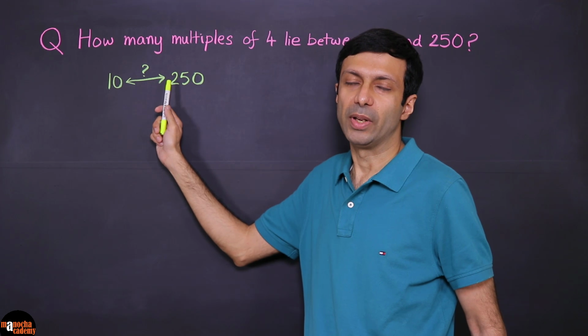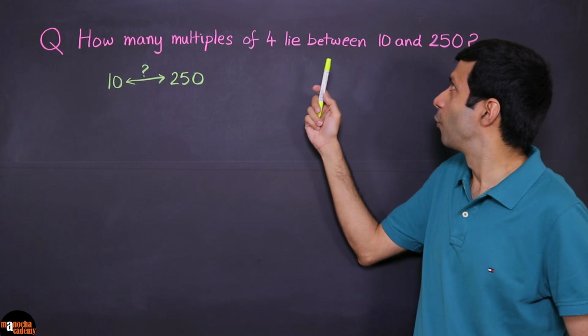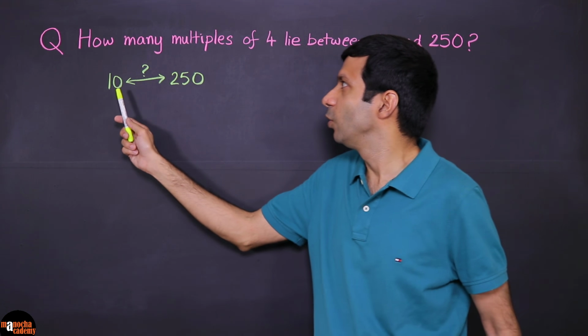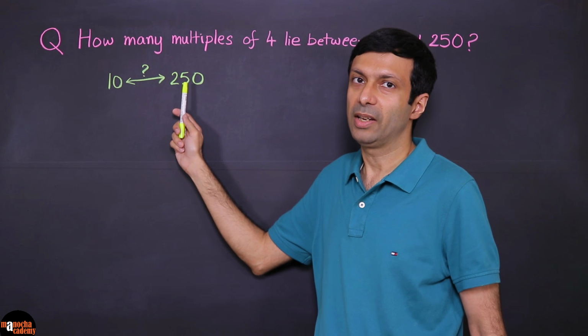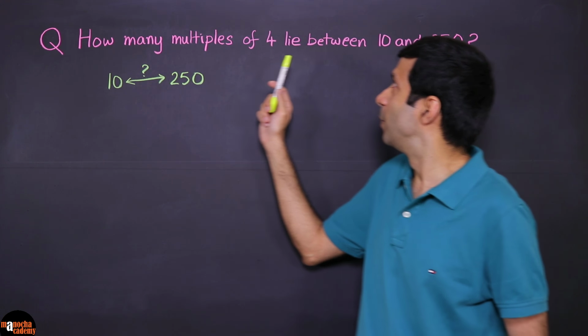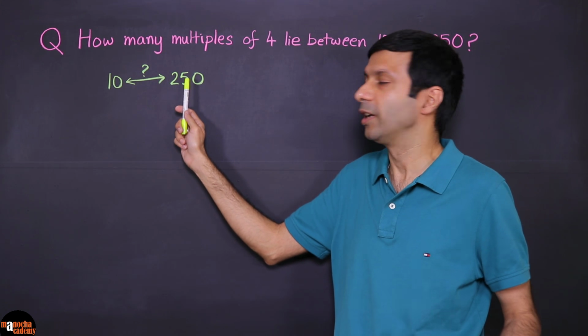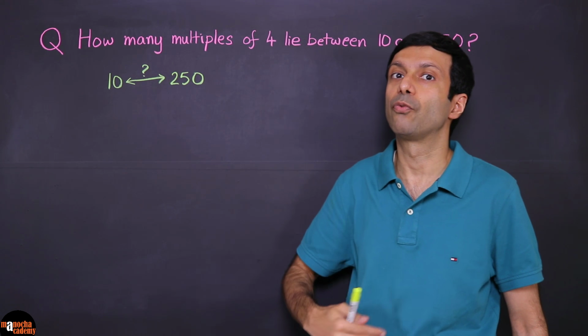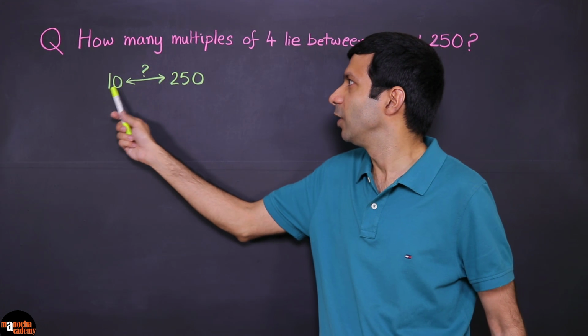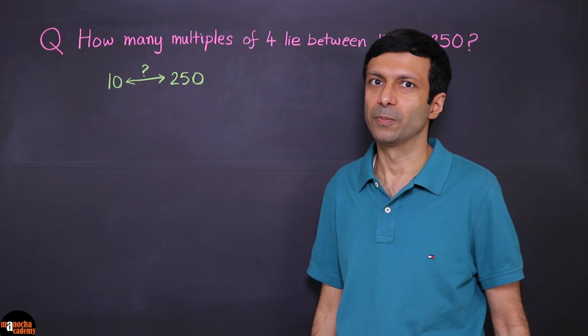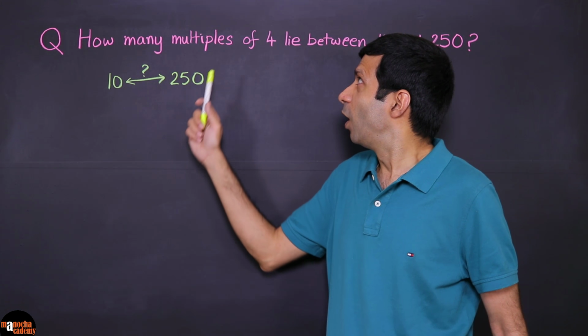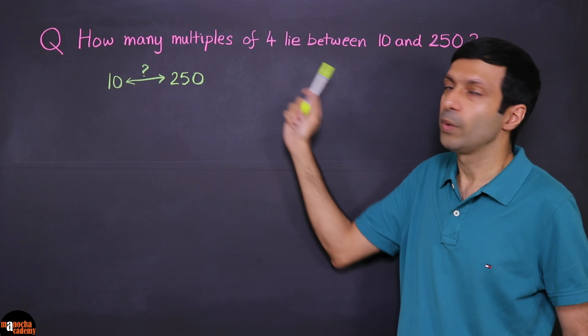It's the numbers in between. But if it was from 10 to 250, then you include the numbers. Okay, so remember that in between 10 and 250, these two numbers are excluded. We don't include them. But if the question says from 10 to 250, then you need to include these numbers also. Okay, so how many multiples of 4 we need to find?